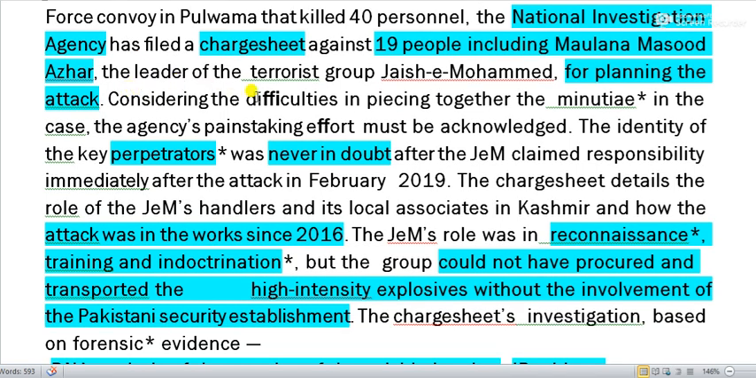Considering the difficulties in piecing together the minutiae in the case, the agency's painstaking effort must be acknowledged. This sentence is appreciative in nature. It appreciates the efforts of the National Investigation Agency, who have been successfully able to bring together even the fine, minute details of the case, and have put a lot of effort while doing so.